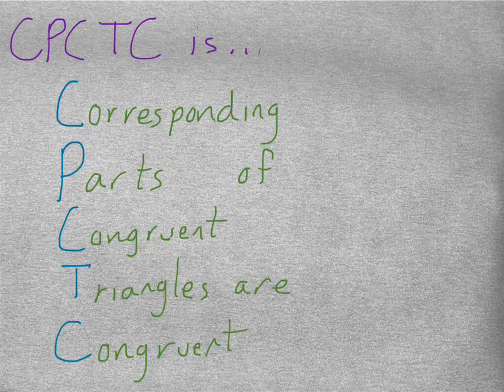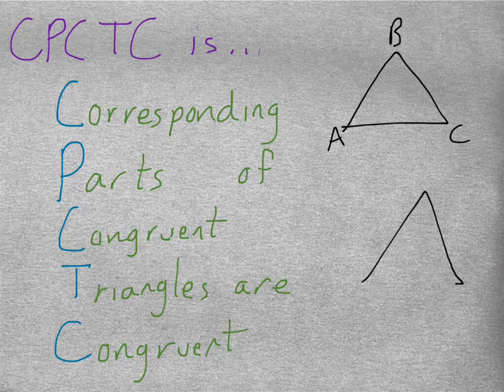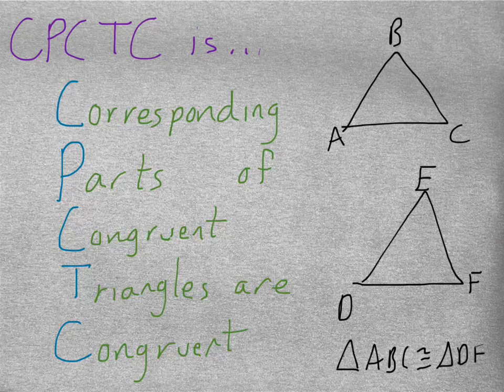It means corresponding parts of congruent triangles are congruent. That is to say, if I have two congruent triangles, like triangle ABC and triangle DEF, and I know that triangle ABC is congruent to triangle DEF, I can conclude a lot of things. I can conclude, for example, that AB corresponds to DE. They match. So because the triangles are congruent, those two parts have to be congruent.